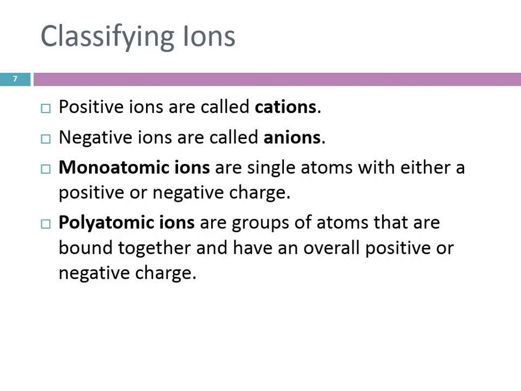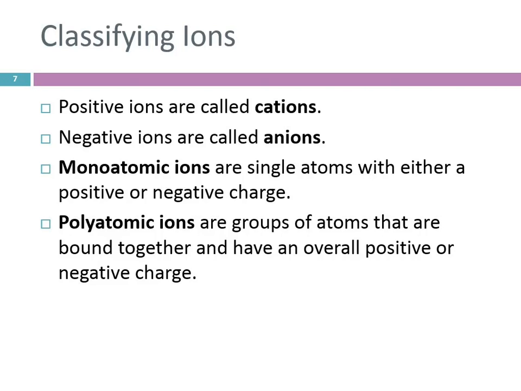So, classifying ions. We talked about this briefly in chapter 5. Positive ions are called cations, and it's not "cation" like short for vacation. It's cation. Negative ions are called anions. They're not "anions," some relative of an onion. Anion. I'll know what you mean if you say "anion," but I'll snicker to myself.